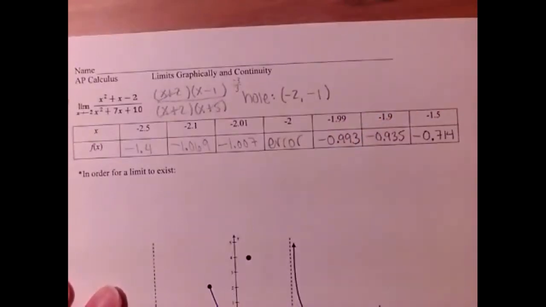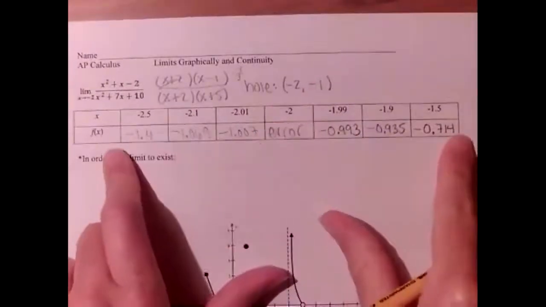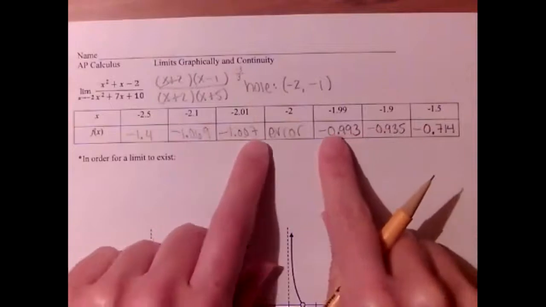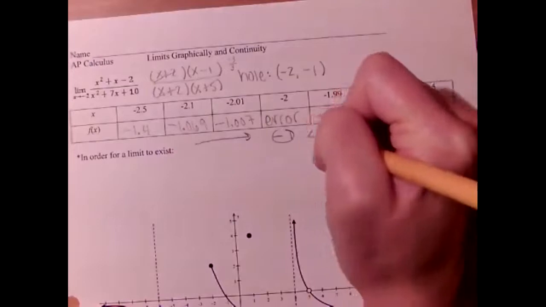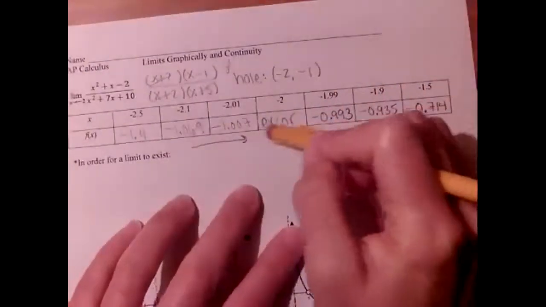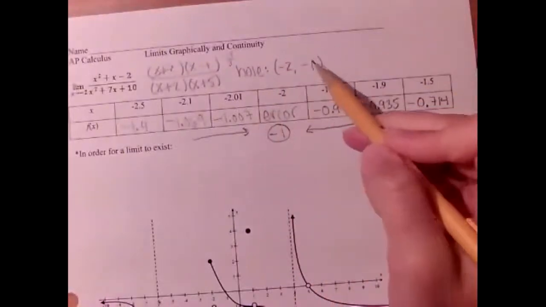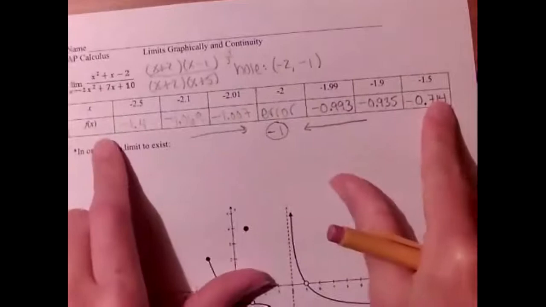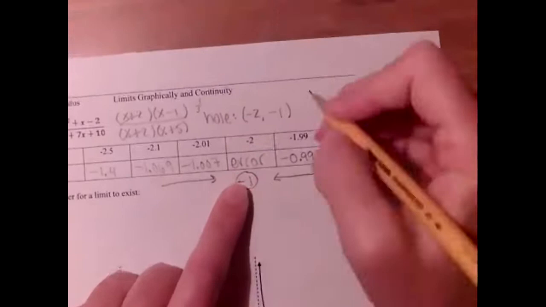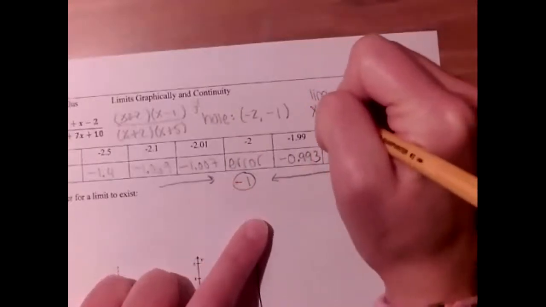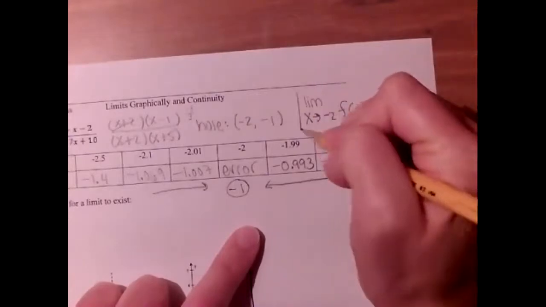And what I'm trying to get at here is, as we zoom in on -2, I realize that there is a hole, but these values on either side are getting closer and closer to -1. I didn't draw that very well. Let me write that again. And we already found that's where the hole was. But if we zoom in closer and closer, both sides are getting closer to -1. And so we say that that's what the limit is. The limit as x approaches -2 for this function equals -1.